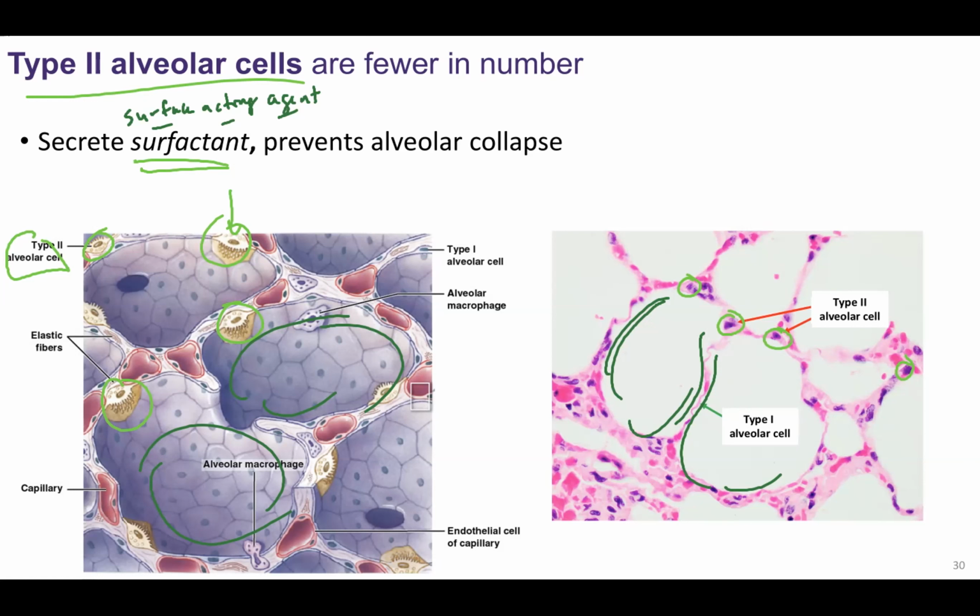As far as this class goes, I just want you to know that there exist type 2 cells. They are more cuboidal than squamous, and they are the ones producing this surfactant to prevent the alveoli from collapsing. You want to use all your alveoli when you breathe. So it's really bad if one collapses, or if your whole lung collapses, that's not good.